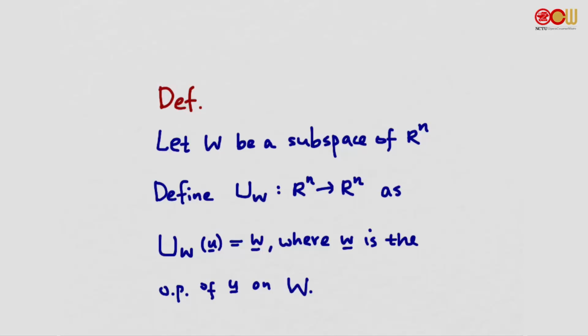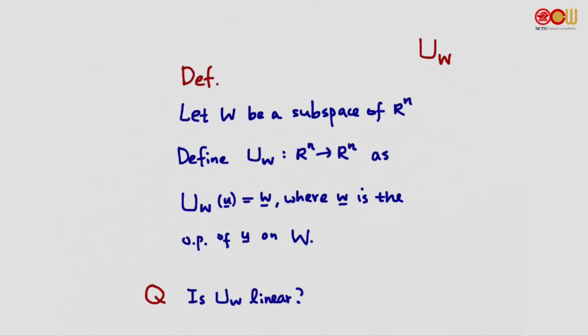Let's define a function based on orthogonal projection. W is a subspace of Rn, and the function U_W is the function whose subscript is the subspace W. This function from Rn to Rn is defined as the image of u equal to w, where w is the orthogonal projection of u on the subspace W. A question: is this function U_W a linear function?